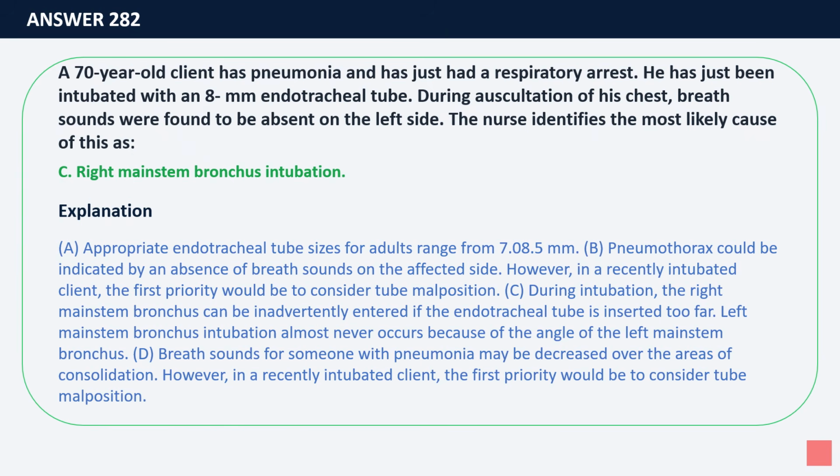C. During intubation, the right mainstem bronchus can be inadvertently entered if the endotracheal tube is inserted too far. Left mainstem bronchus intubation almost never occurs because of the angle of the left mainstem bronchus. D. Breath sounds for someone with pneumonia may be decreased over the areas of consolidation. However, in a recently intubated client, the first priority would be to consider tube malposition.